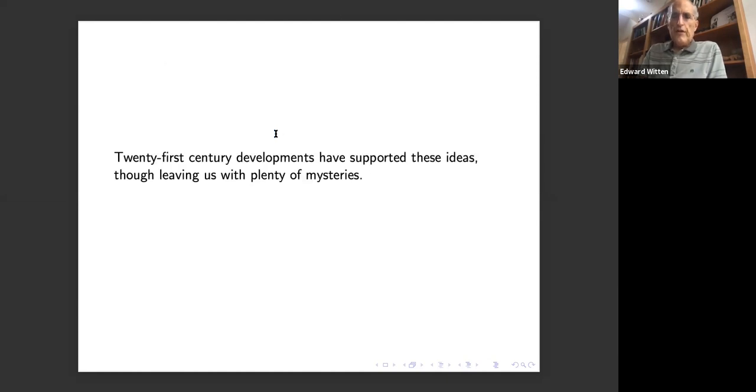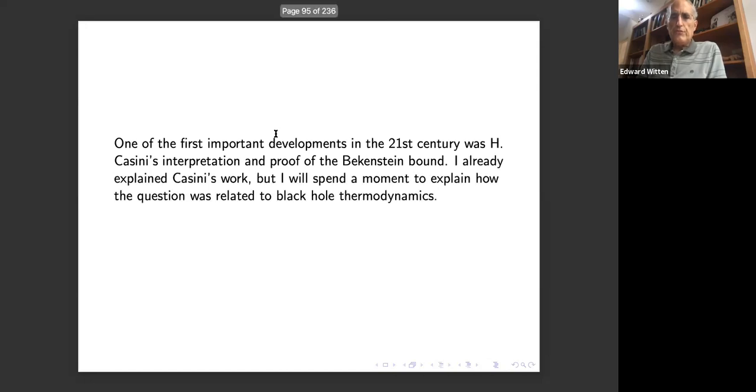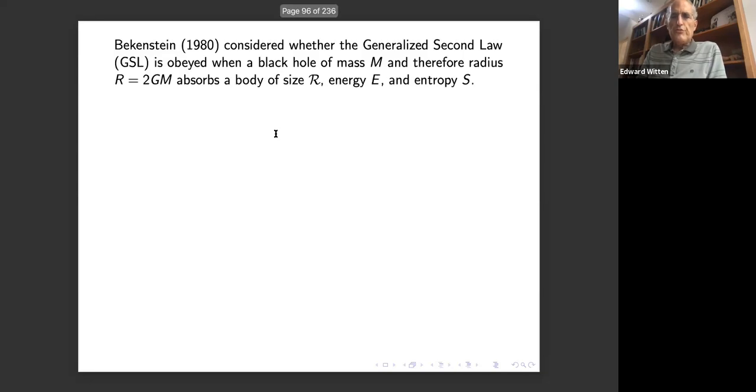Now, 21st century developments have supported these ideas, though leaving us with lots of mystery. One of the first important 21st century developments is something I already told you about, Casini's interpretation and proof of the Bekenstein bound. So I explained Casini's work, but I'll just very briefly say how it was related to black hole thermodynamics. Bekenstein, 8 years after his original paper, reconsidered the generalized second law. When a black hole of mass M and radius 2GM absorbs a body of size R, energy E and entropy S.